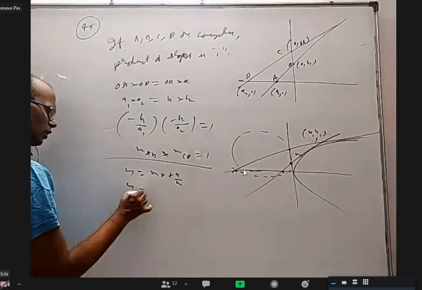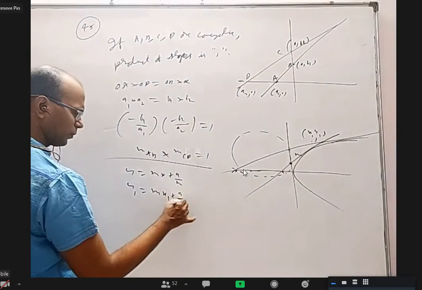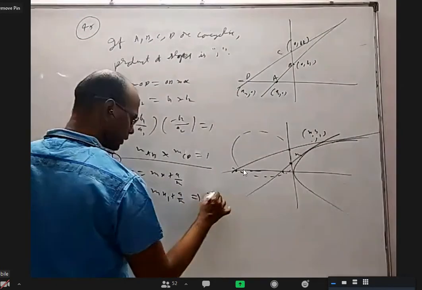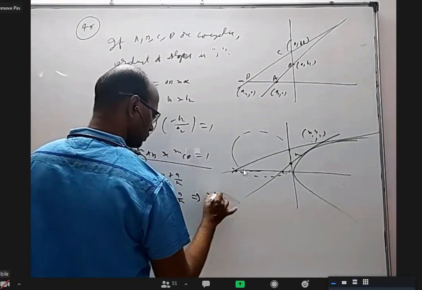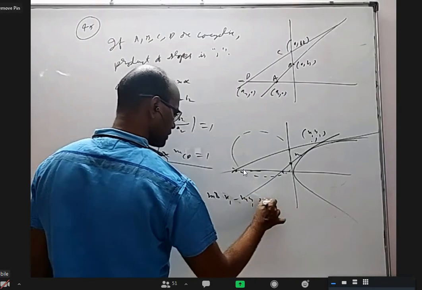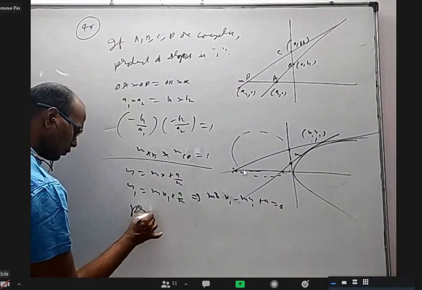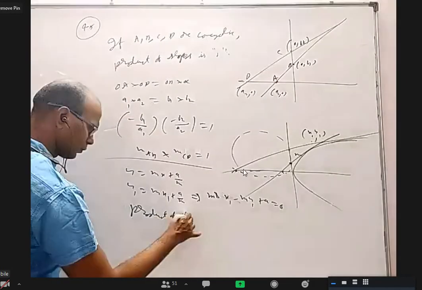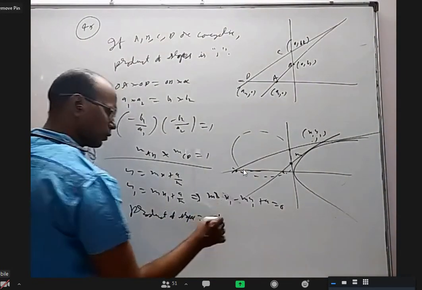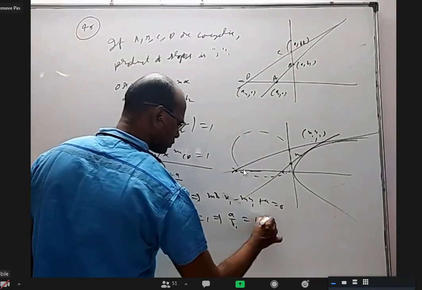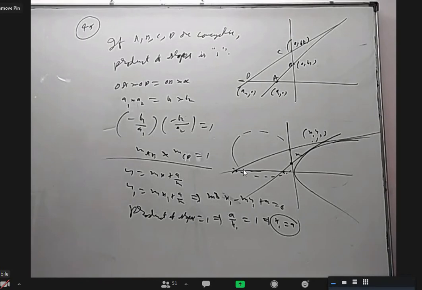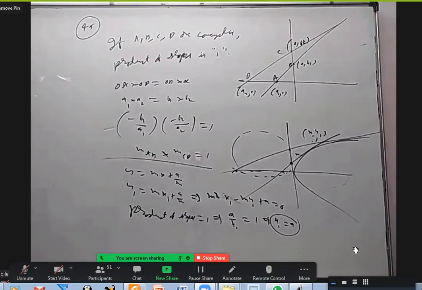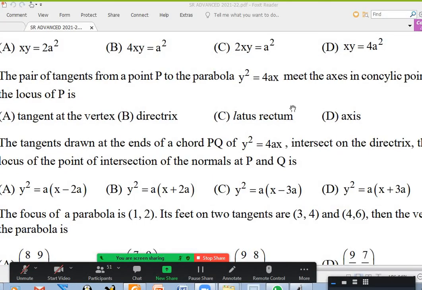It should pass through x1, y1: y equal to mx1 plus a by m. I'll get a quadratic equation, m square x1 minus my1 plus a equal to 0. Product of slopes equal to 1. Product of the slopes is a by x1 equal to 1. So directly x1 equal to a. So as long as the x coordinate is a, it's sufficient. That is the latus rectum.